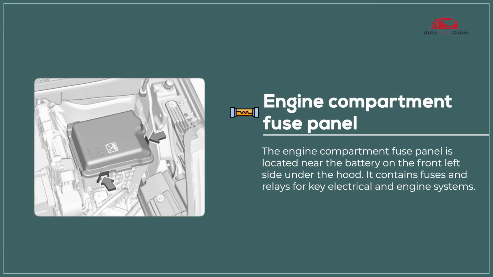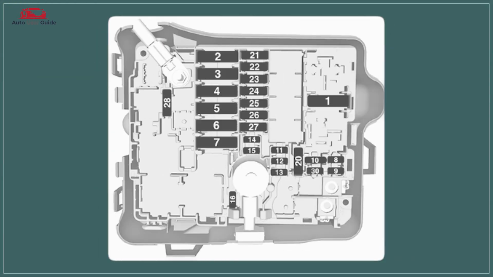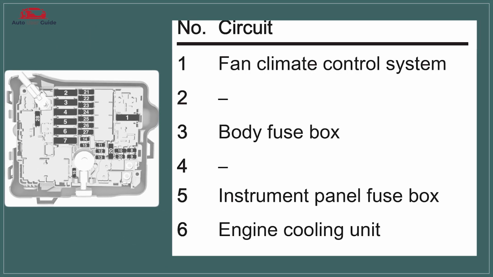Engine compartment fuse panel. The engine compartment fuse box is located near the battery under the hood. It contains fuses and relays for high-power components like the ECU, cooling fan, and ABS. This panel helps protect and manage key engine and electrical systems.